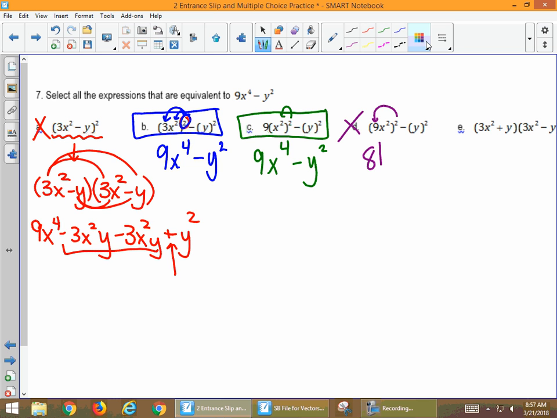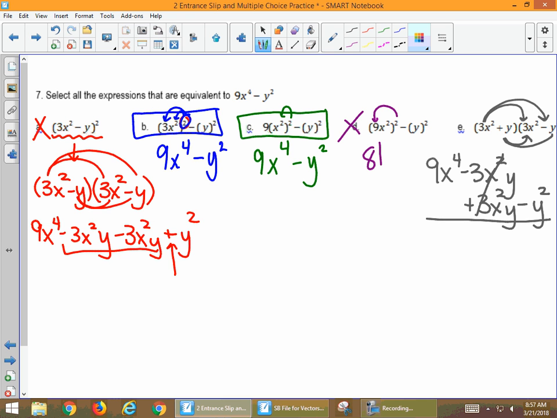E, this guy is a difference of squares, and if you factor it, it becomes this, but you can multiply it here. 3x squared times 3x squared is 9x to the 4th. Your middle terms are going to be 1 negative and 1 positive. And your last positive negative is negative y times y is y squared. So those middle guys cancel. And that one matches.